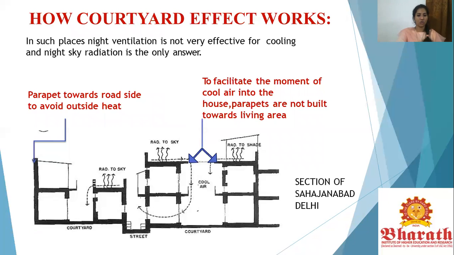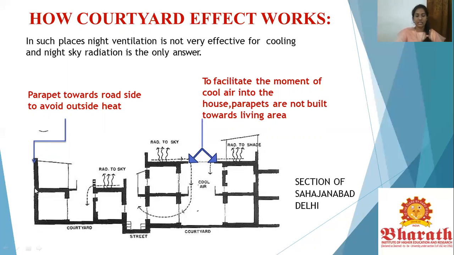So the parapet walls towards the roadside are made very high. These try to prevent outside heat from entering the building, whereas they circulate the air inside the building towards all your living spaces. It's talking about how, to facilitate the movement of cool air into the house, the parapets are not built inside towards the living area.